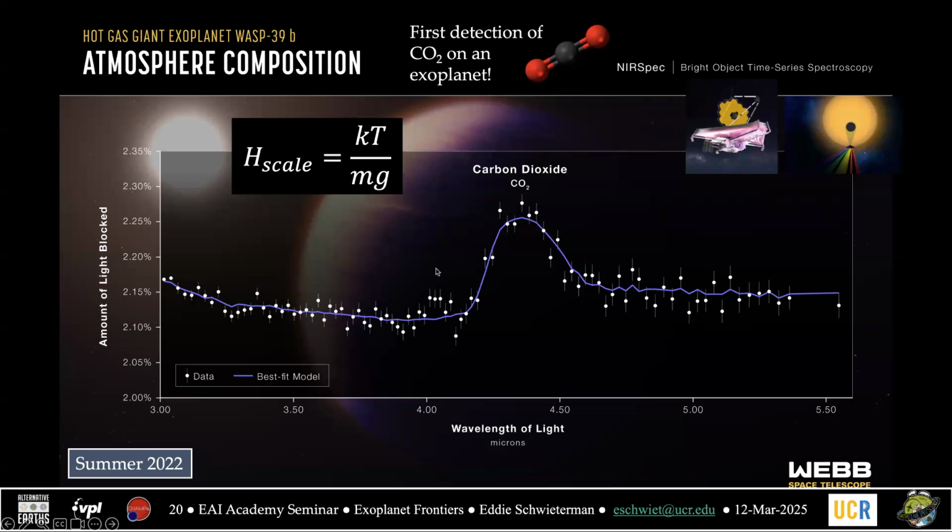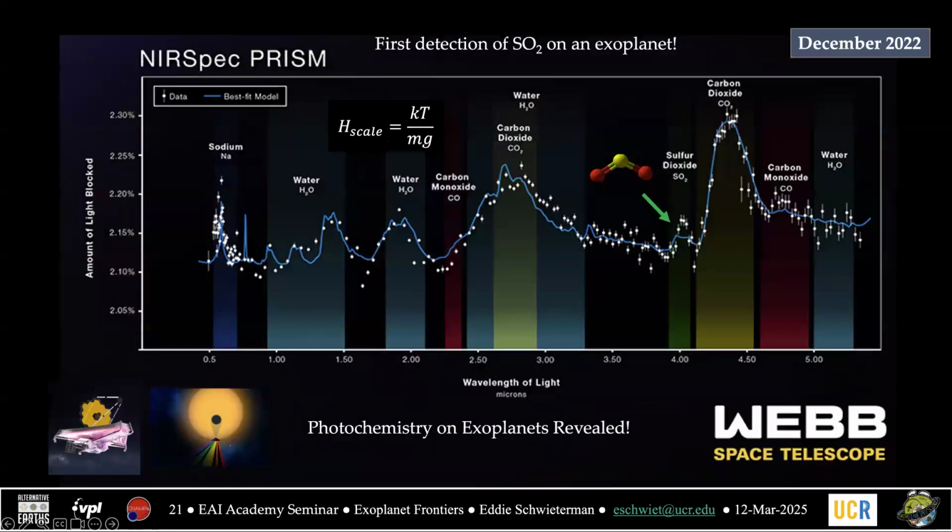The folks making this detection noticed that there is this kind of feature right here at about 4 microns. And a lot of effort was put into understanding where that feature came from. And it turns out to be from sulfur dioxide. And this sulfur dioxide is not from volcanoes, because this is a hot Jupiter planet. There are no volcanoes. It is in fact a result of photochemistry. And so this is also the first evidence of photochemistry directly detected on an exoplanet.